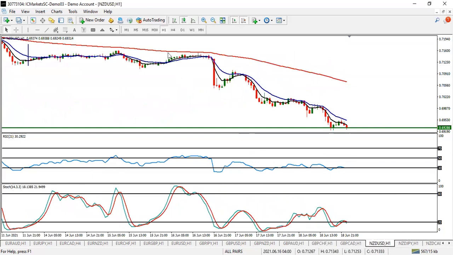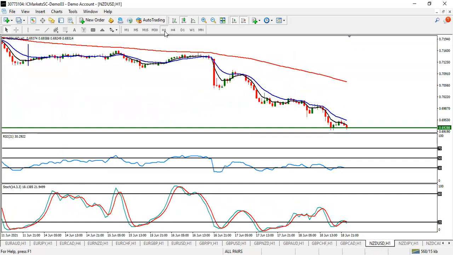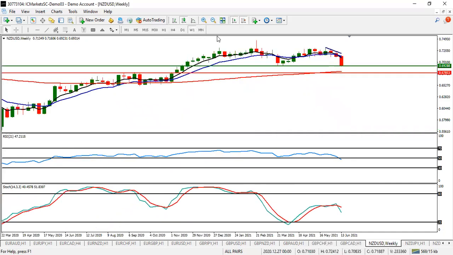NZD USD is the next pair I'm going to talk about. NZD is weak, USD is strong. So it's currently sell bias, while the weekly candle, we see it close in a strong momentum to the downside. So we expect this to touch the red level at 0.6785, the red support area, during this coming week.